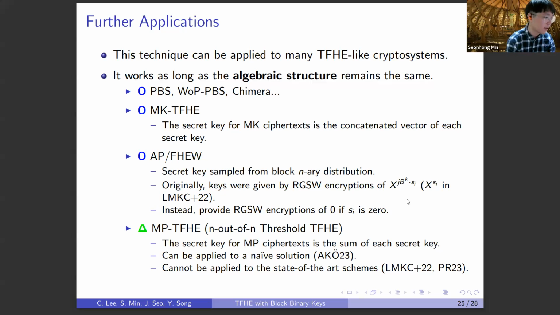If you just write it down, it is very obvious how to apply block binary key distribution to these kinds of schemes. But when it comes to multi-party TFHE and out-of-n threshold TFHE, since the secret key for MP ciphertexts is the sum of its secret keys, which is called the joint key, it ruins the structure of the block binary key distribution. So it can be applied to a naive solution, but it can't be applied to state-of-the-art schemes such as LMKC+22 or PR23.